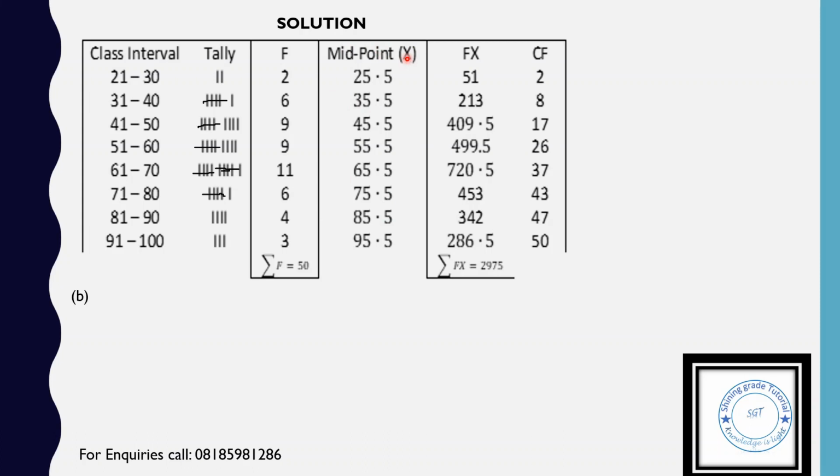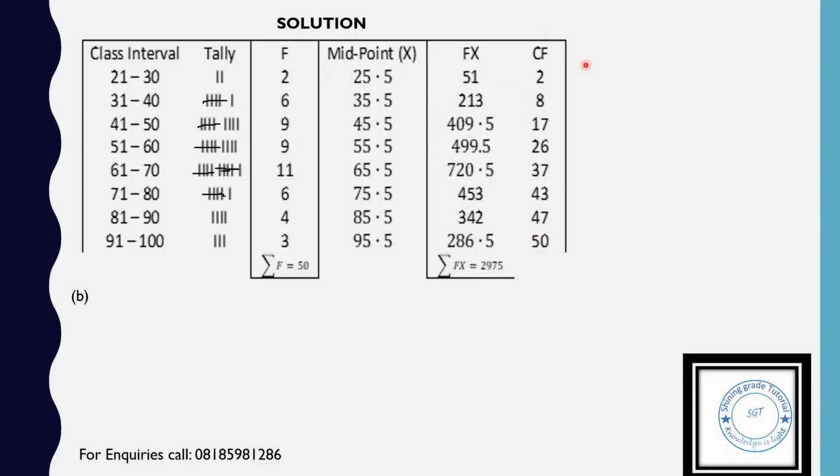So the midpoint, which is our x: you sum the class interval and divide by 2 each, and you get our x value. For fx, you multiply them together: 2 times 6, 6 times 6, 5 times 6, 9. So you get each of the fx and you sum that. That will give us 2975.